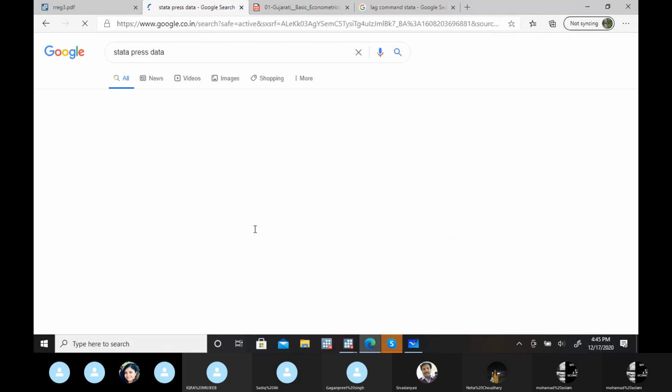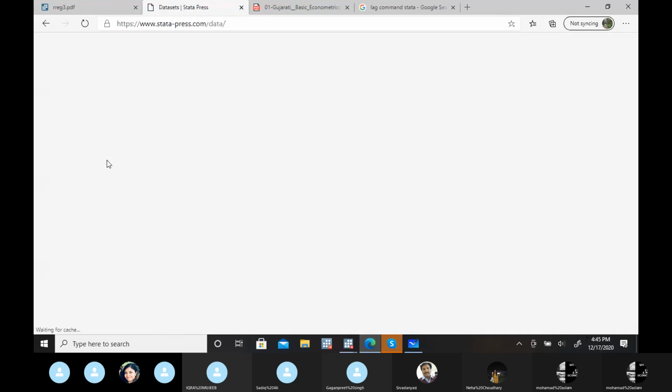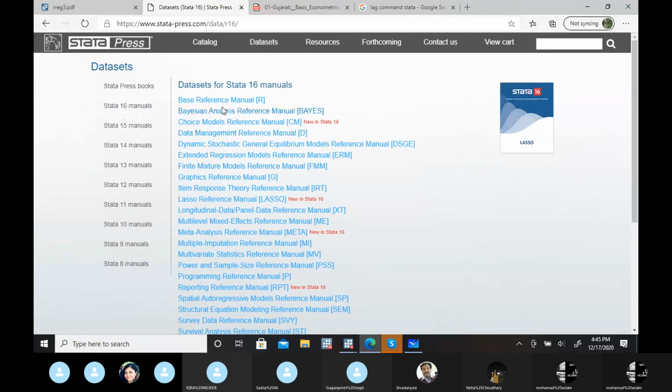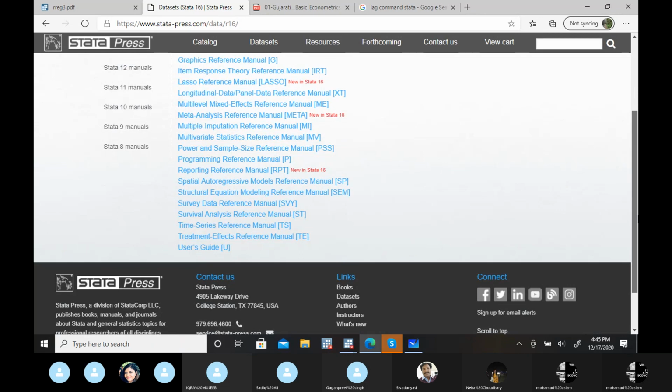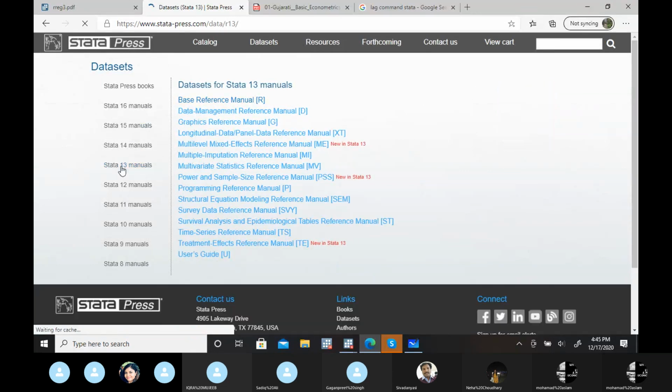Yeah, data sets. So from here, you can download any of the data sets which you want to practice. According to the manuals, they have all the data sets. These are the different models like DSGE models. Nowadays, people have all started working on this. So you have all the data sets with Stata Press. So you can practice with the Stata 16, Stata 13 manuals. It means all the commands and details are available here, even interpretations as well, and references to those textbooks.